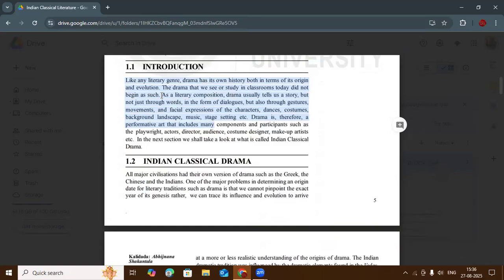Like the movie we have today, so many people work together to perform a drama. It was not like a novel or a short story where not many people are involved. Writing may not take many people, but in the performance, there will be so many people. In the next section, we shall take a look at what is called Indian classical drama.